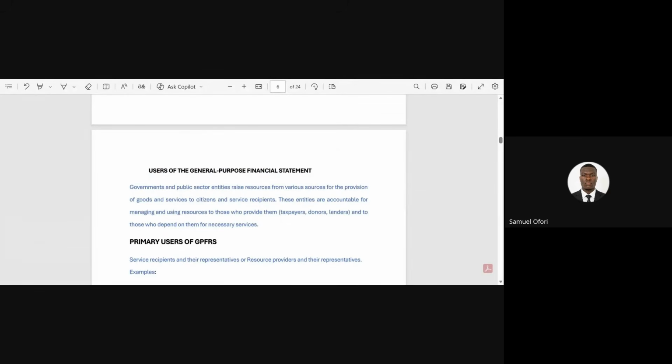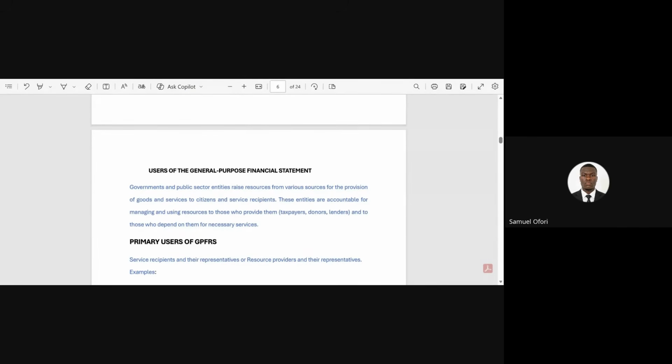So you have the users of the general purpose financial statements, and they are grouped into two: the primary users and the other users. Government and public sector entities raise resources from various sources for the provision of goods and services to citizens and service recipients. These entities are accountable for managing and using resources to those who provide them and to those who depend on them for necessary services.